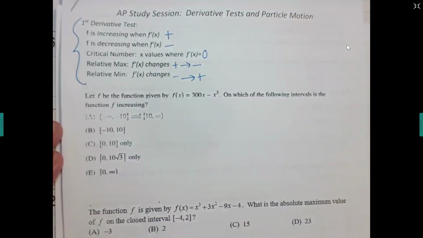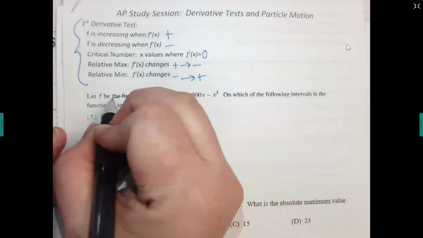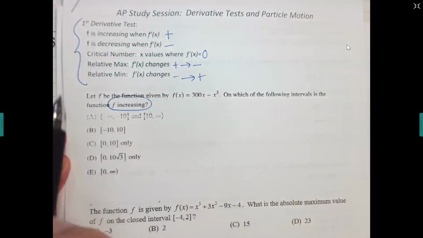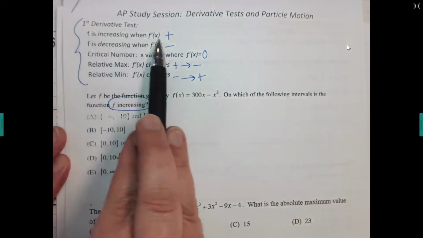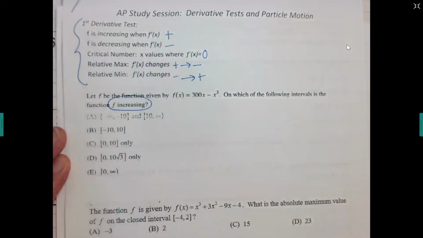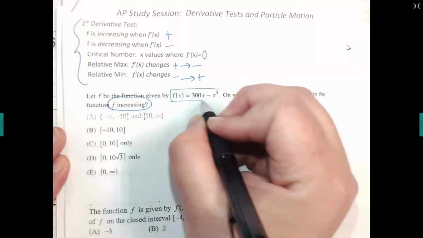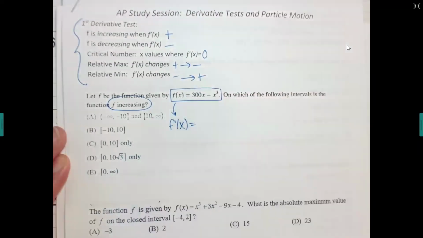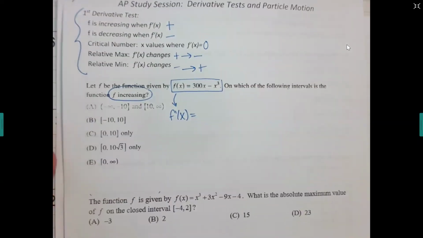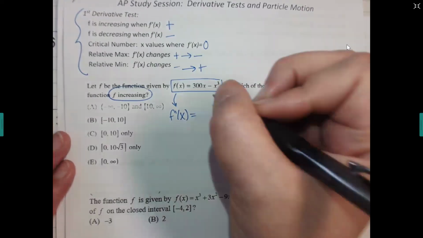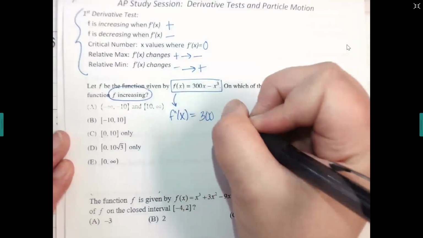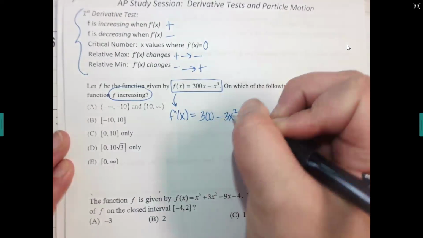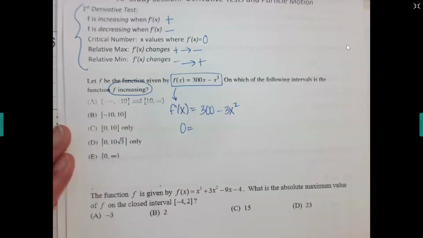Okay, so let's go ahead and do the first one here. It says, where is f increasing? That tells me I want the first derivative and I need it to come out positive. So let's take the derivative of this. f goes to f prime of x. And what is the derivative of 300x minus x cubed? 300 minus 3x squared. Then from there, for my critical numbers, I set that equal to 0.